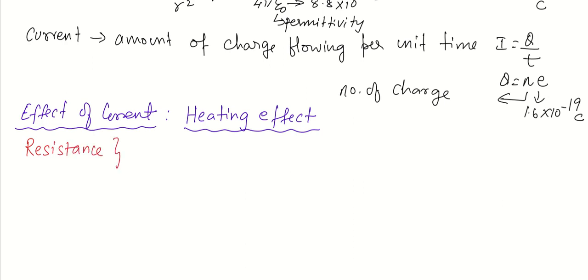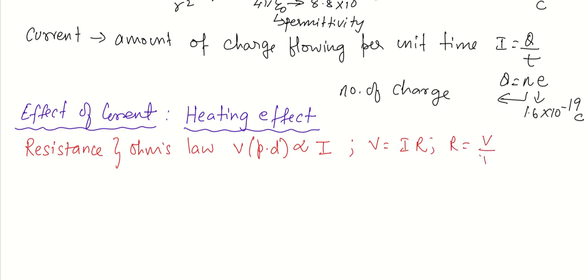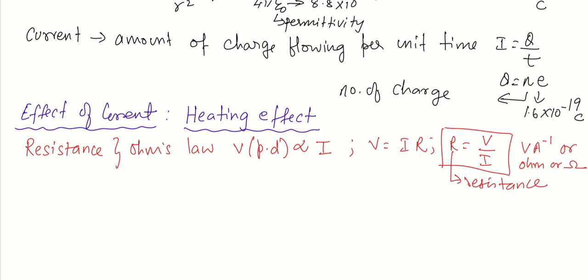Okay, so if you recall Ohm's law, where we saw that the potential difference V is directly proportional to the current, and then we get V is equal to IR, where R is V upon I. So this R is your resistance, right? And this has a unit of volt per ampere, or you can call it ohm, or you can write the omega symbol.